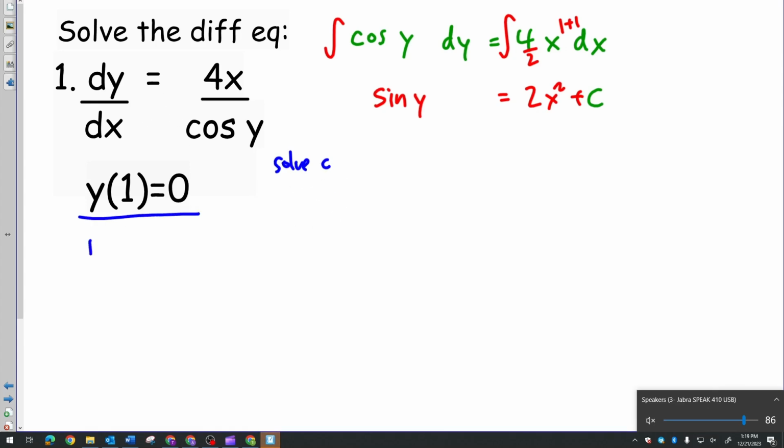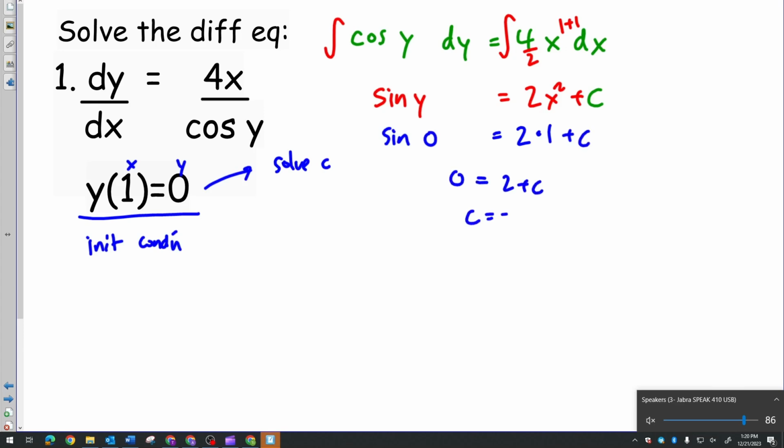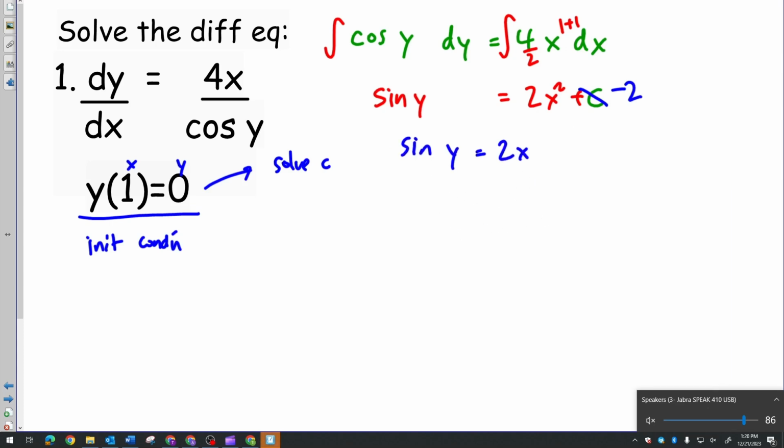I notice that this right here is an initial condition, and the initial condition helps me to solve for c. So what I'm going to do is everywhere that there's a y, I'm going to put in a 0, and everywhere there's an x, I'm going to put in a 1. So 1 squared, remember exponents for multiplication, 1 squared is going to be 1. So this gives me c is equal to negative 2. So I cross out the c here, and that becomes plus negative 2. All right, so that's my new equation here. Sine y is equal to 2x squared minus 2.